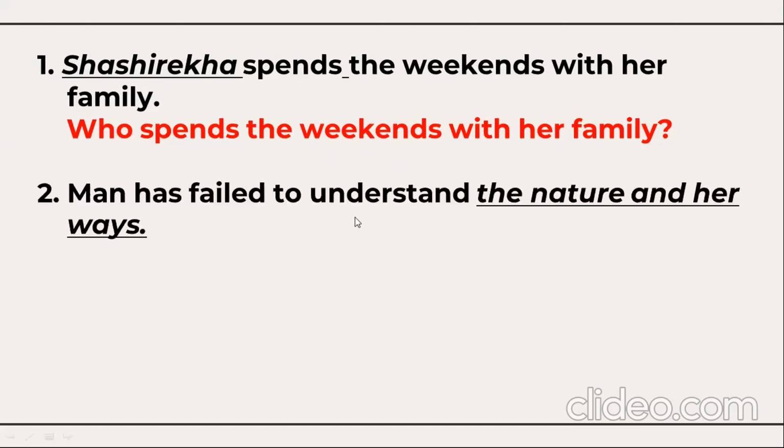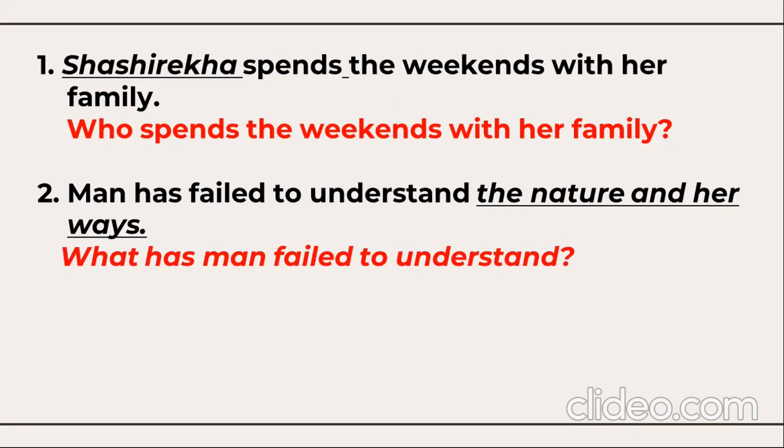Then, man has failed to understand the nature and her ways. Which phrase is underlined here? The nature and her ways. So man has failed to understand what? To get this underlined phrase as an answer, we have to frame a question. We will say, what has man failed to understand? After what, we have to use the auxiliary verb or the helping verb. Don't say what man has failed. What has man failed to understand? Question mark. Don't forget the punctuation.